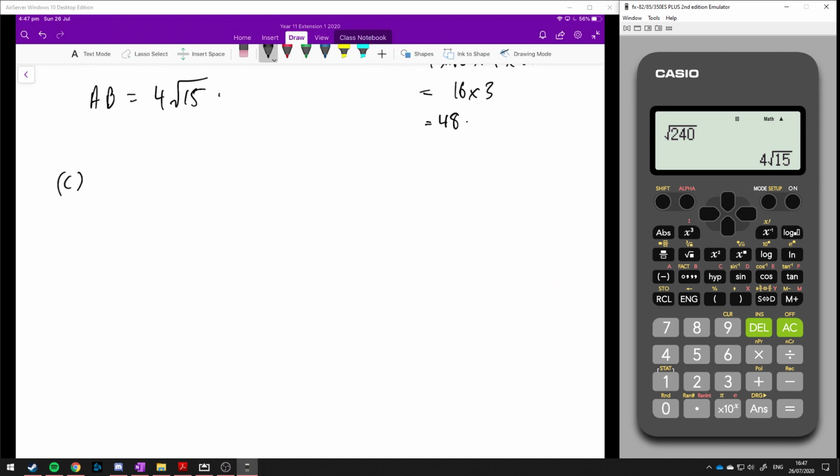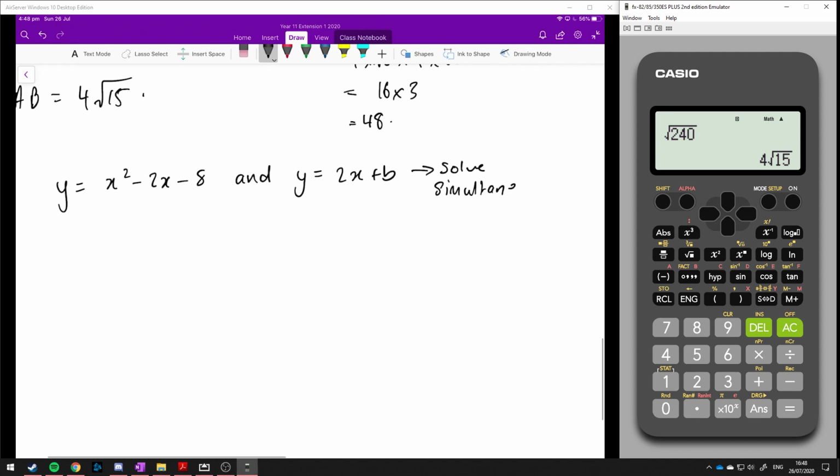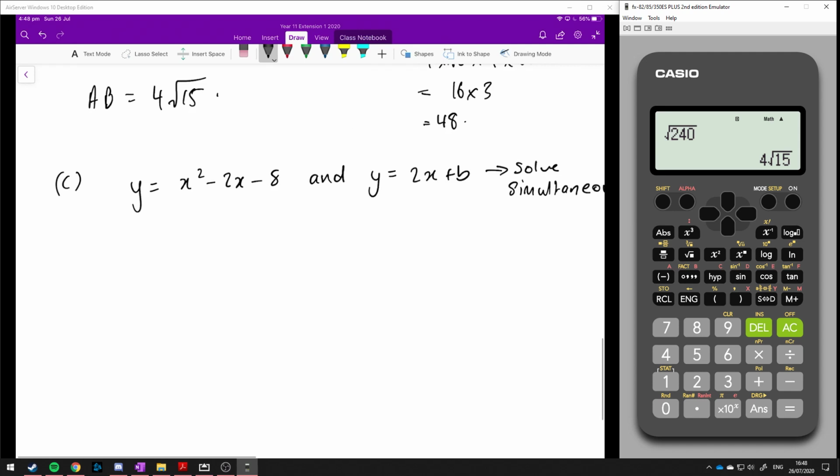So what we're going to do is solve simultaneously to find a value of b to begin with. So we go y is equal to x squared minus 2x minus 8, and we've got the equation y is equal to 2x plus b, and we're going to solve simultaneously. So that is x squared minus 2x minus 8 is equal to 2x plus b. Basically it's the same as that line before, but it's just going to be shifting up and down, and we want to work out how far down we have to shift it to make it the tangent.